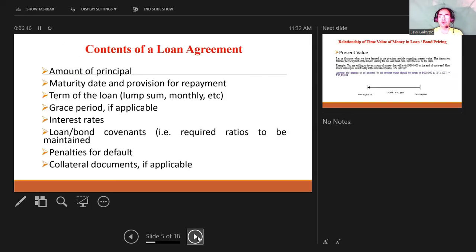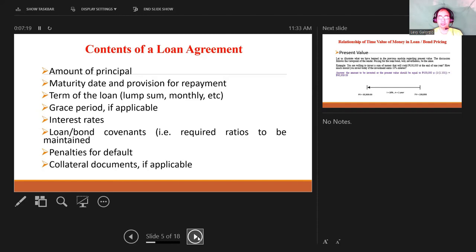So the contents of a loan agreement are as follows: amount of principal, maturity date, and provision for repayment. The term of the loan, is it for lump sum or monthly payment? Grace period if applicable. Yung iba kasi guys, pagka halimbawa nag-loan kayo ngayon na release yung loan nyo, 100,000 let's say, kailan kayo mag-start ng bayad? Sabihin natin mga after 2 months pa. So yun, may grace period na 2 months.